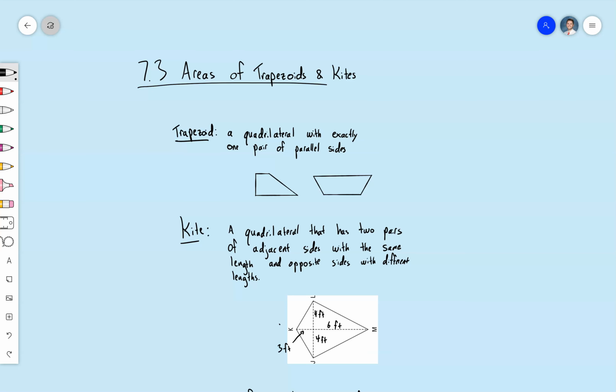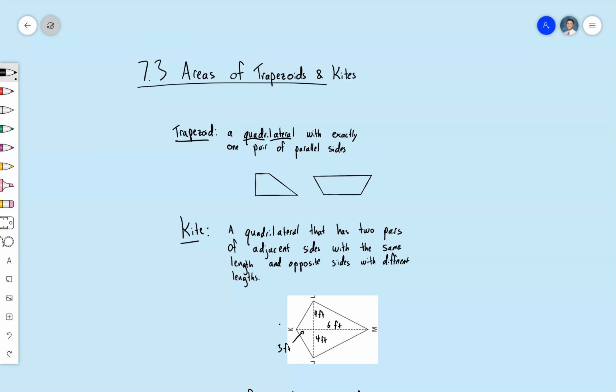So first of all, a trapezoid is any quadrilateral with exactly one pair of parallel sides. Just as a reminder, a quadrilateral means four-sided figure. Quadra being four, lateral meaning side. So quadrilateral means it has four sides. Now a trapezoid has exactly one pair of parallel sides.